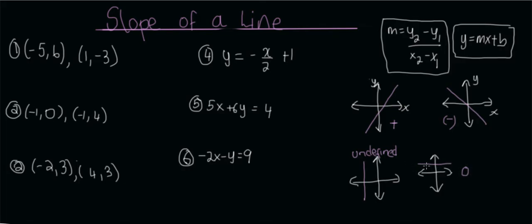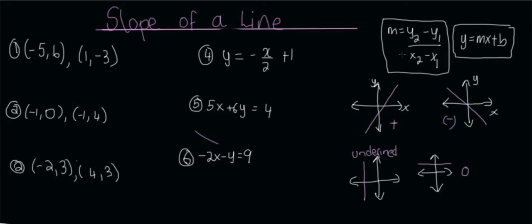We can find slope depending on what you're given. Sometimes you're given ordered pairs and asked to find slope, which would be our first three examples right here. Sometimes you're given an equation and asked to find slope. We're going to look at different scenarios of that. Slope is rise over run. The rise part is the change in y, the run part is the change in x.